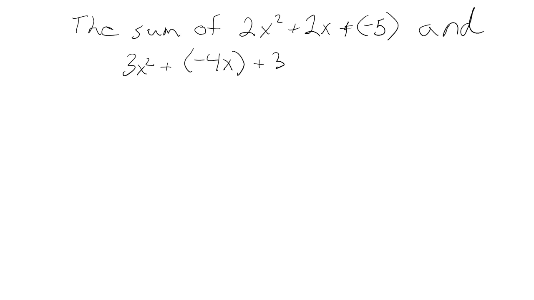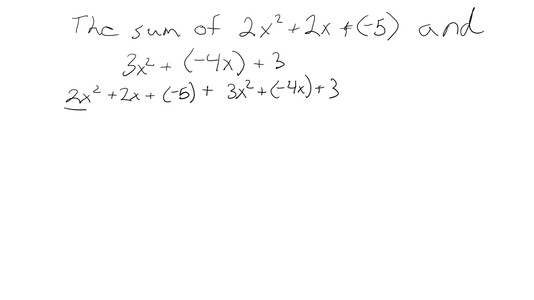When you do this, you could think of it as a couple of ways, but one basic way to do it is just to write it out exactly as it is written. So 2x squared plus 2x plus negative 5. Sum means plus, and then 3x squared plus negative 4x plus 3.